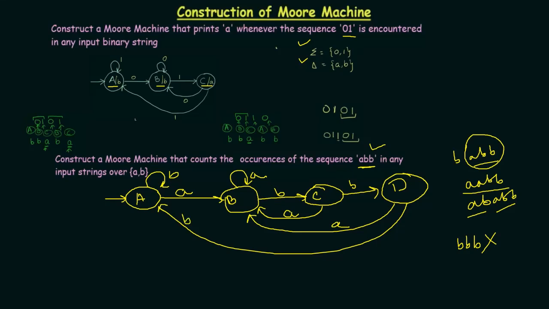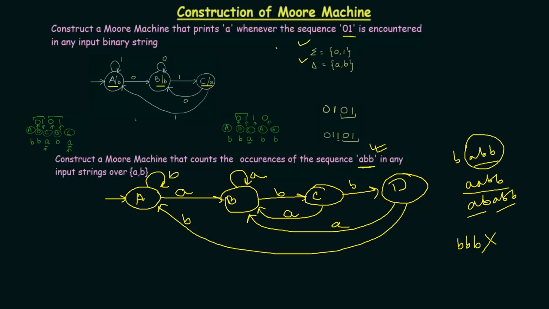Okay, so that we can get this ABB sequence, I am pushing it back to this A. Now always remember, I cannot put a self loop over here for A or B, because if I do that, it is going to be accepted for something like BBB or BBA. That is not acceptable, so that is why the self loop is not going to be accepted.